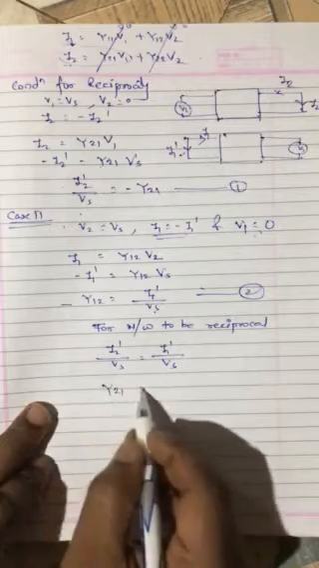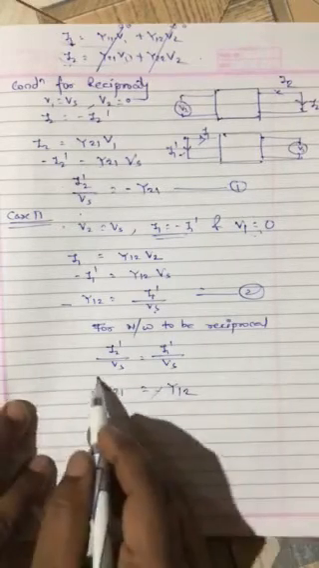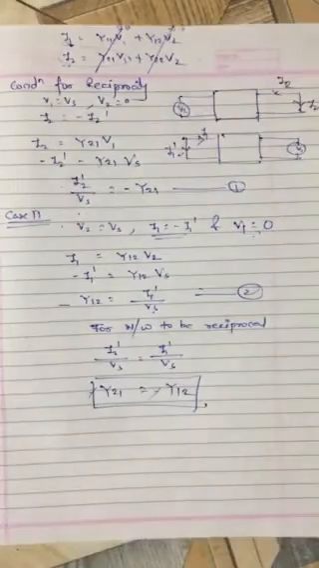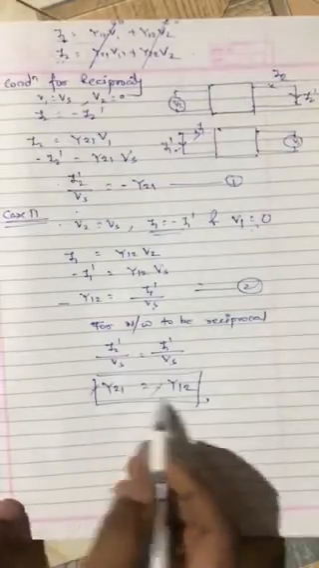When y21 is equal to y12. Minus minus is there, but it can be cancelled. Okay, so this is the condition for reciprocity: y12 equal to y21.